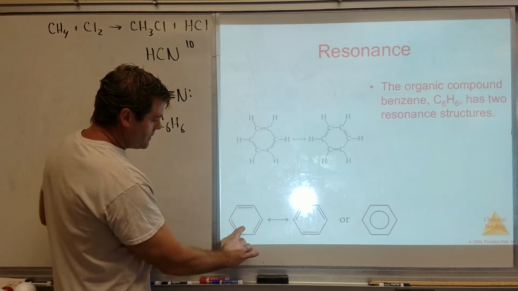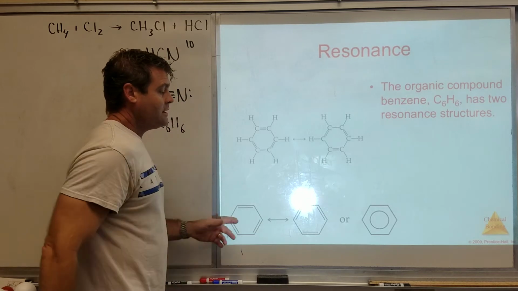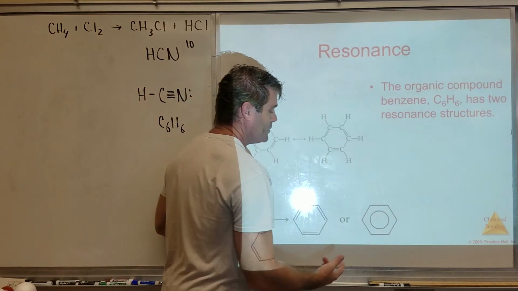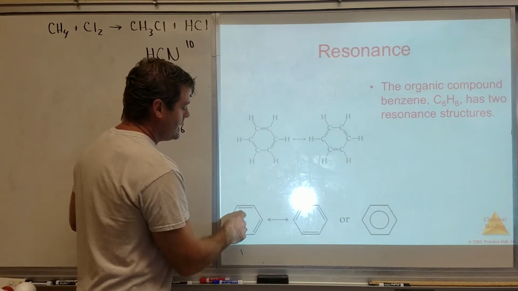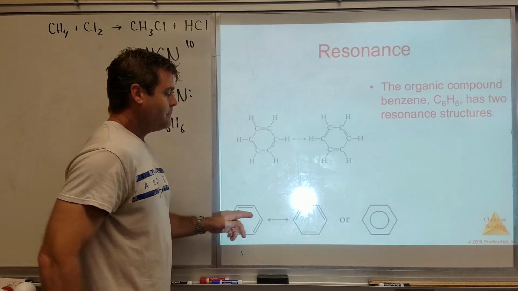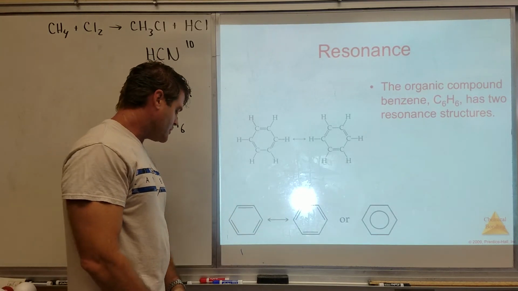So this could be written like this. So what do they end up writing, the whole thing? They just put a circle here indicating that the alternating single and double bonds can resonate between the 2 structures.